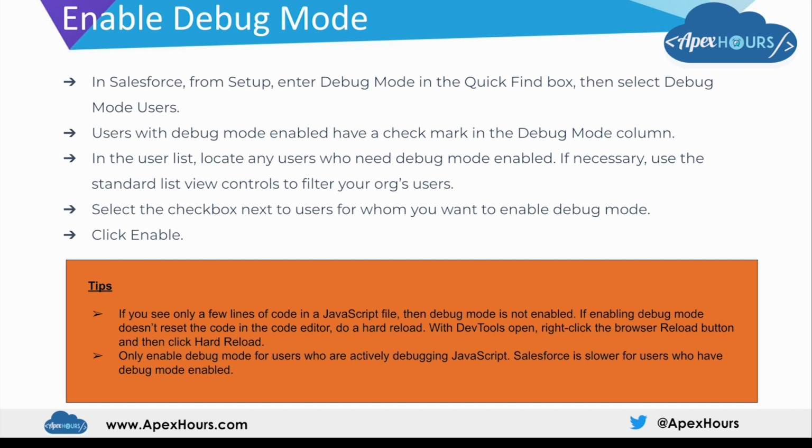You should only enable debug mode for users who are actively debugging JavaScript, because Salesforce is slower for users who have debug mode enabled. So you should only enable it for those users who are debugging, or maybe some developers who are doing the debugging work. You should only enable this debug mode for those users.